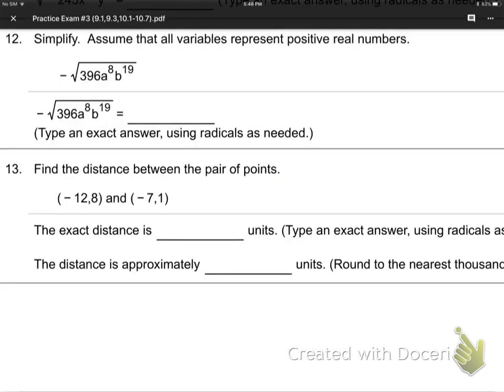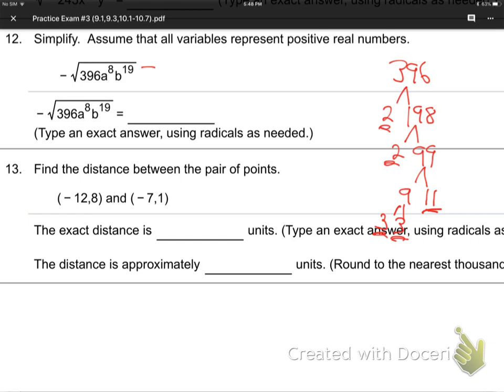Okay, so number 12. So I'm going to take this 396 and break it down. I do not know what is in a 396. So divide by 2. I know 2 goes in because it ends even. That'd be 198. Divide by 2 again, and that's 99. That I recognize. 9 times 11, 3 times 3. So we have 11, 2 3s, 2 2s. All right, so negative the square root of 2 2s, 2 3s, and an 11. There's the guts of the 396. And then we have 8 A's.